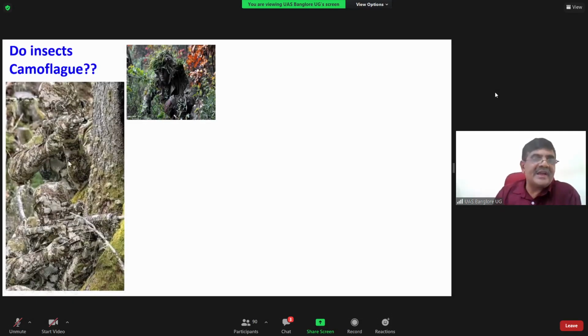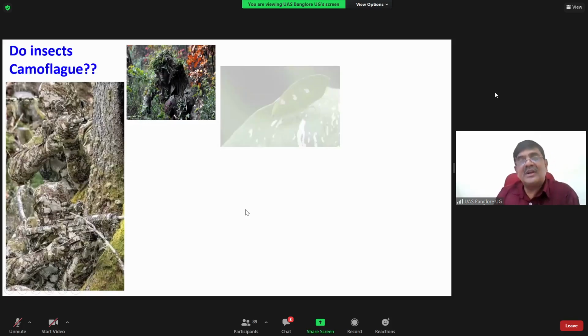So if you look into the diagram here, you can make out a tree here, and you can make out a person sitting here. Similarly, you can make out one more person sitting here. These are military people who are camouflaging, so that the opposite enemy people cannot locate these soldiers. The soldiers disguise or camouflage in such a way that their appearance is merging with the background.